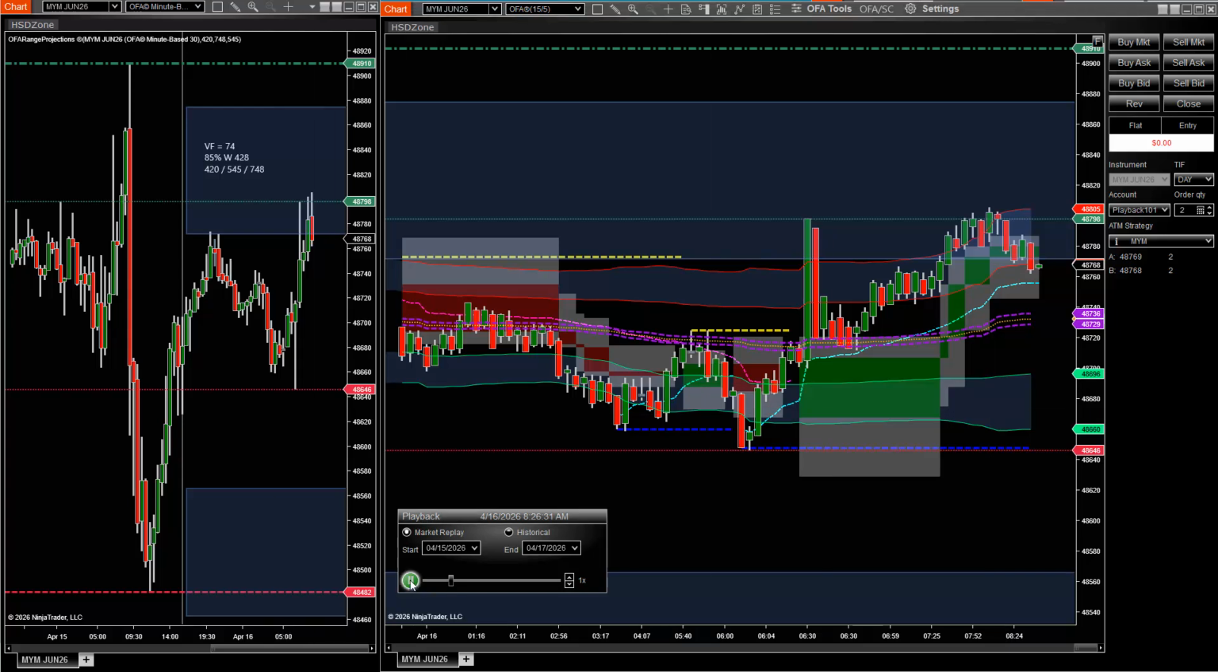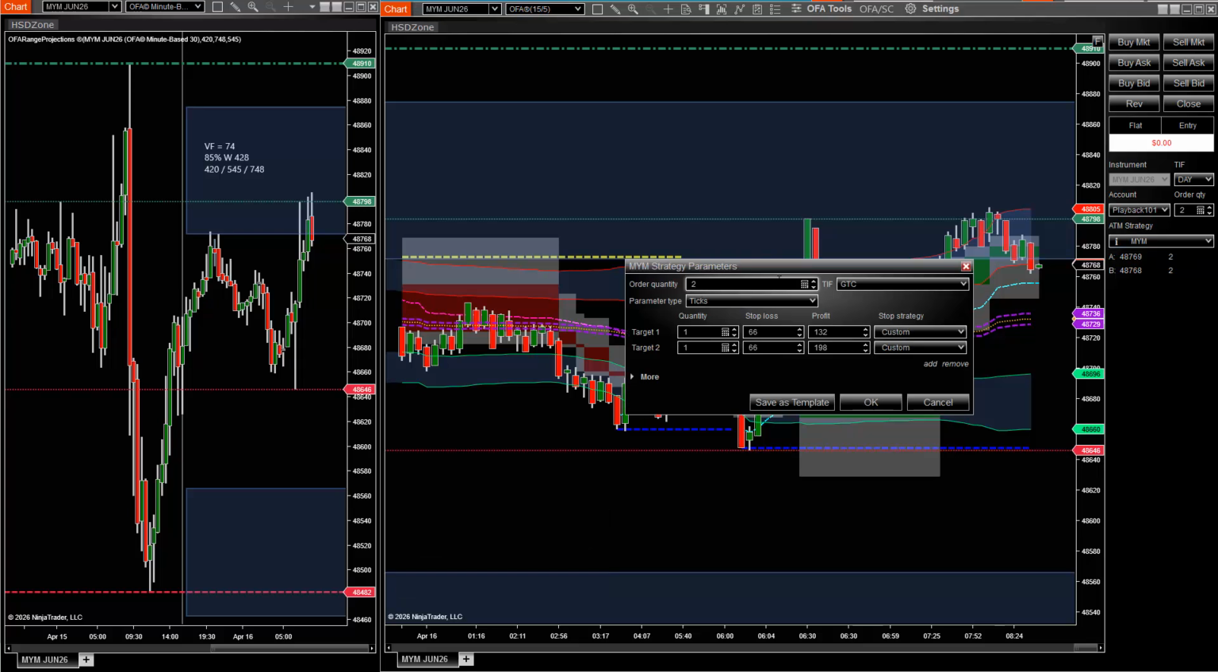I'm just going to stop this so that it doesn't start before we get this done. So I'm going to go to edit, and you can see that I have a different stop loss in here because the next day was 66, not 74. So it is something that changes every day.